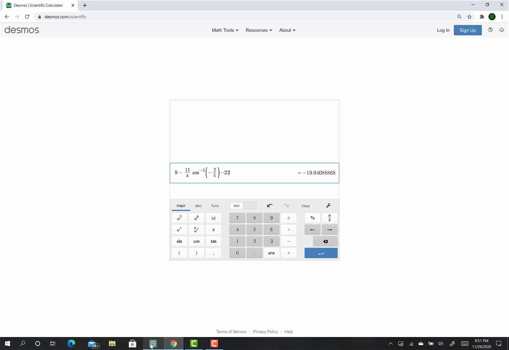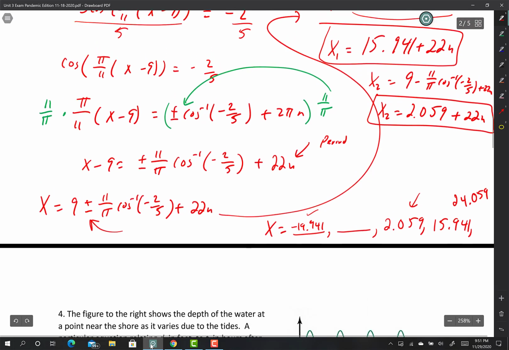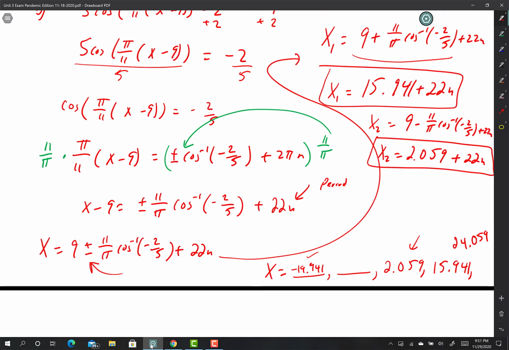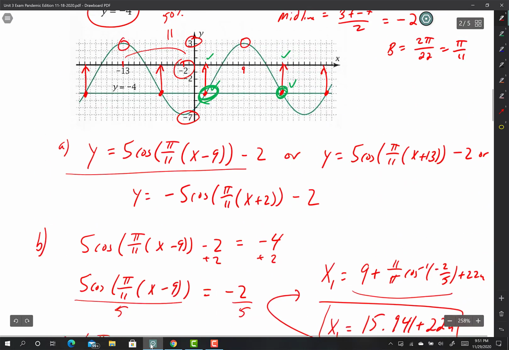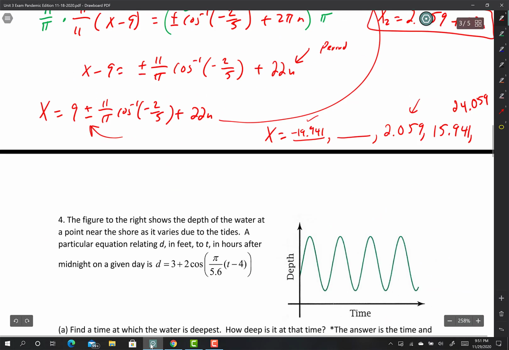Oh, that's my editing software there. Negative 19.941. Okay, I got that one. So now I'm just missing one more. And I'm going to get that one more from the 15.941, which is this one right there. And I'm going to subtract 22, which will give me this one right here in red that I'm circling. So let's find that last one.